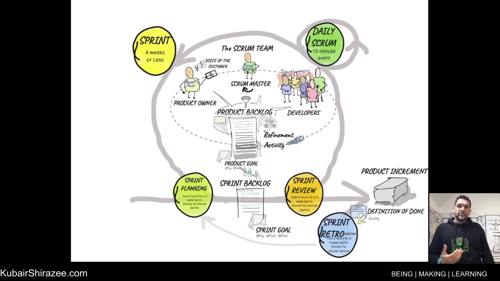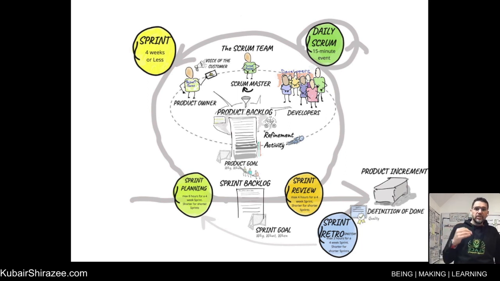Now, so far we've covered the Scrum team and its 3 accountabilities: the product owner, developers, and Scrum Master, the 3 artifacts, the product backlog, the sprint backlog, and the product increment. We've also talked about the 5 events: the sprint itself, sprint planning, daily scrum, sprint review, sprint retrospective, and the 1 ongoing refinement activity to create shared understanding of the work in the Scrum team.